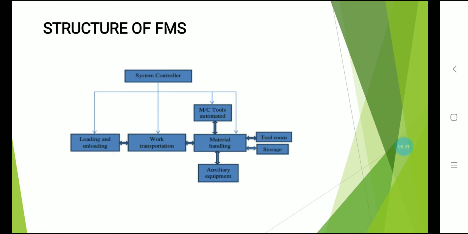Next is the tool room and the storage. The tool room and storage are used by the systems only. Tools are stored in the tool room and transported to machinery centers. Next, the last one is the auxiliary equipment. Auxiliary equipment means equipment besides the MC tools. It oversees the operations of the entire flexible manufacturing system. It includes cleaning, online inspection, automated measurements, etc.